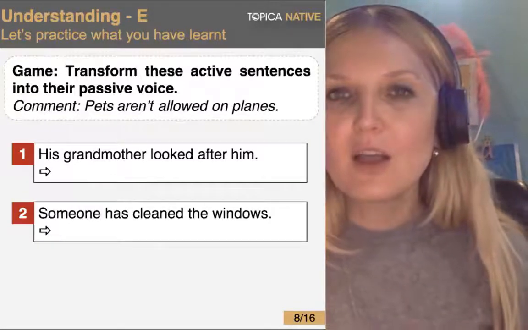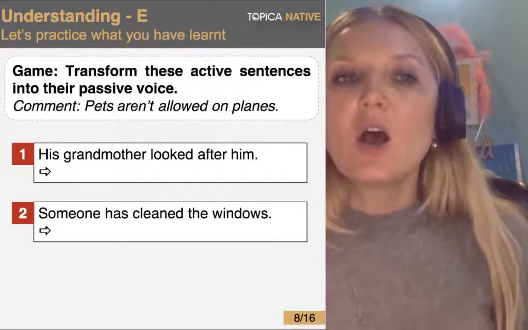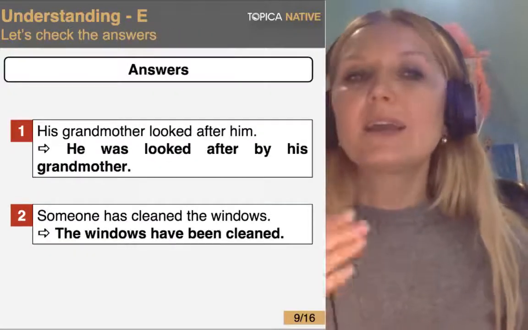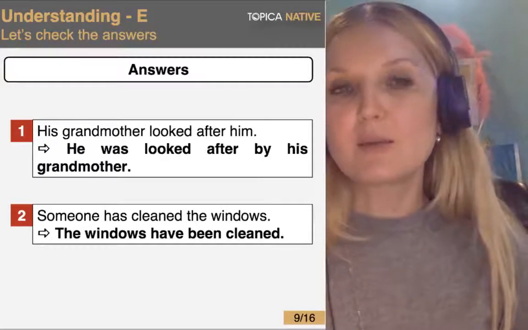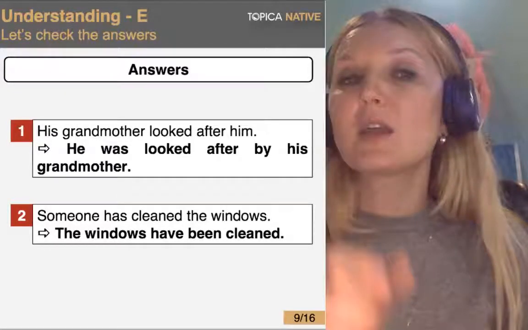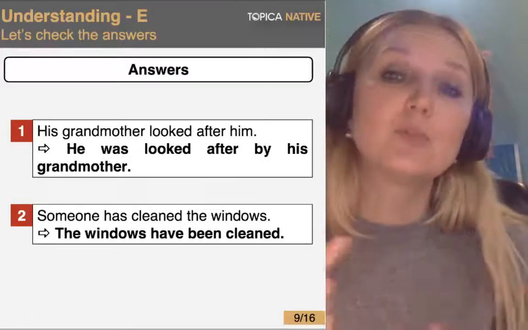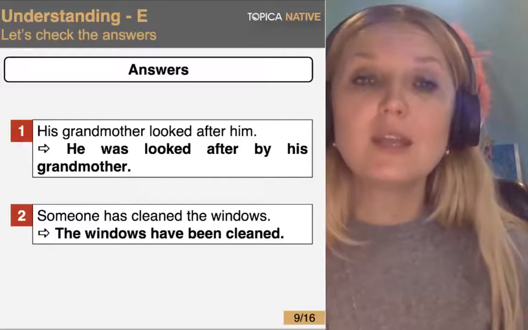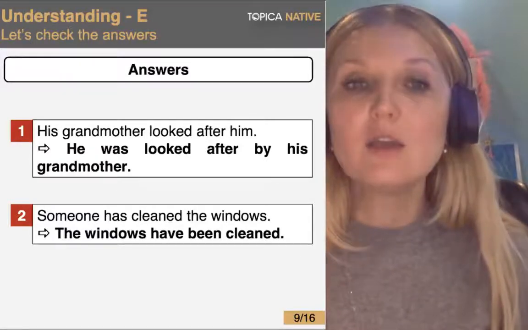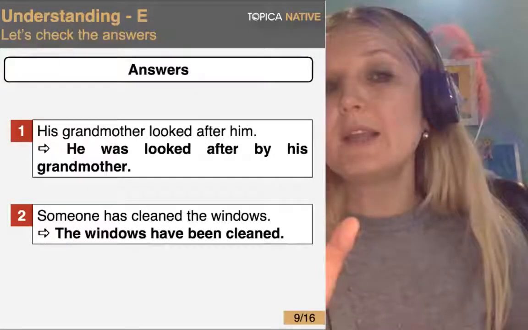Very good. Perfect, guys. All right, so here, number 1. His grandmother looked after him. We have past simple. That's why he was looked after by his grandmother. Number 2. Someone has cleaned the windows. Here we have present perfect. That's why we need to put it into present perfect. The windows have been cleaned. Okay? So, windows have been cleaned.